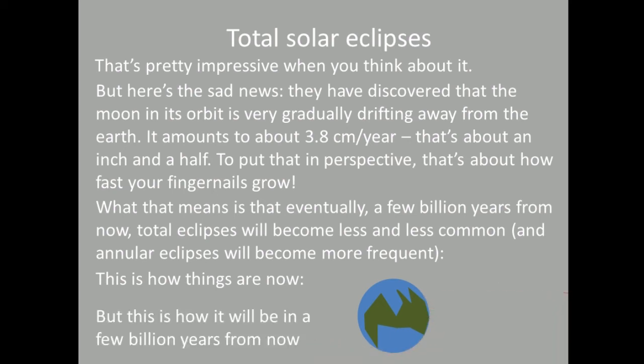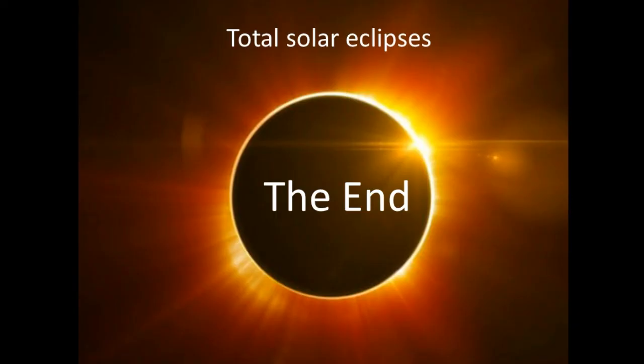But this is how it'll be a few billion years from now. See how the moon's farther away? We'll get no more total eclipses. They'll all be annular ones. The end.